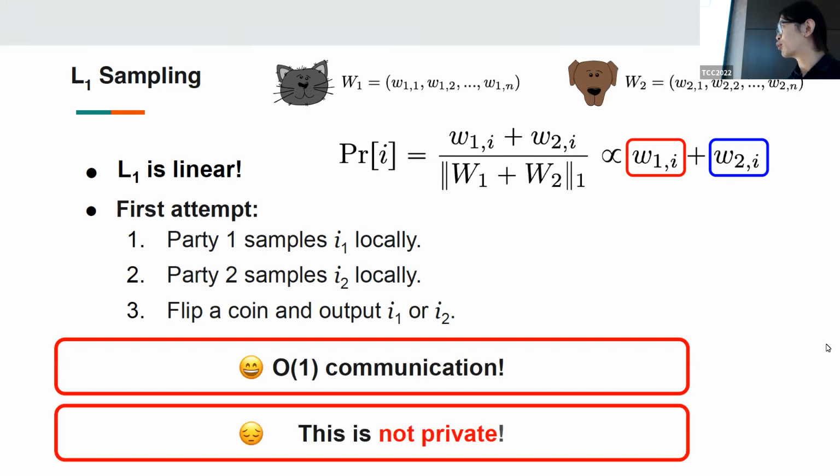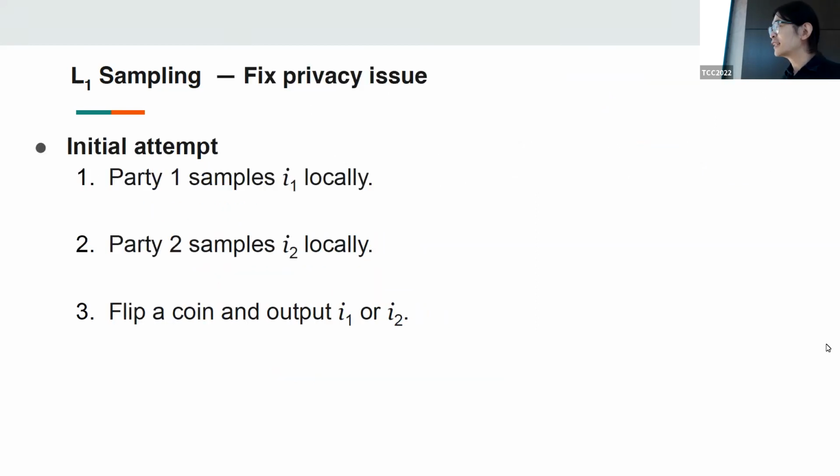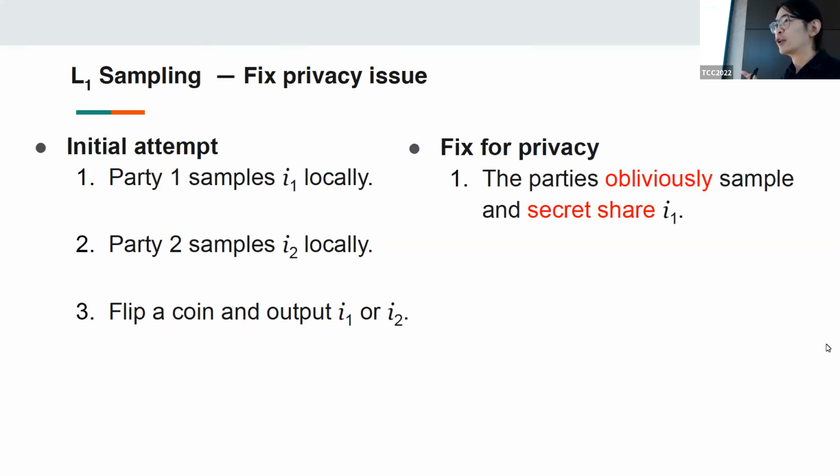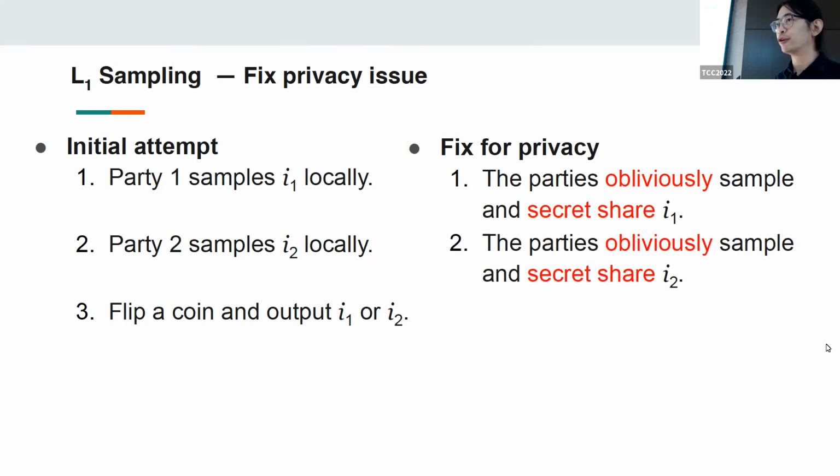However, this is not private. The parties learn whether the final output matches their coin toss or not. So we need to fix this. Instead of letting party one sample I1 in the clear, we let both parties run a protocol that obliviously samples this I1 for party one and secret shares it. Similarly, we can do the same thing for party two. This oblivious sampling protocol is constructed with secure two-party computation and FHE, and this can be done in constant communication.